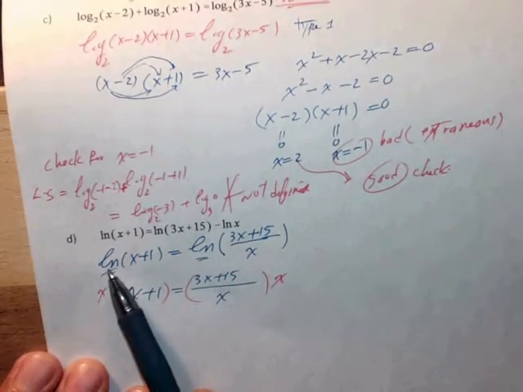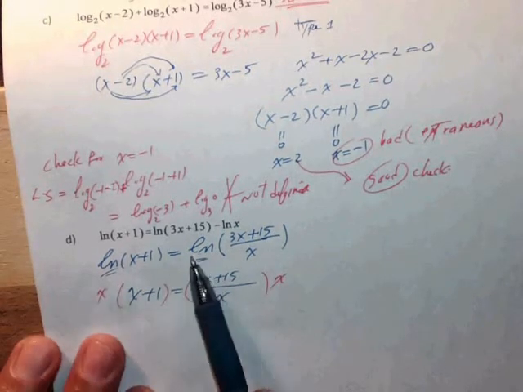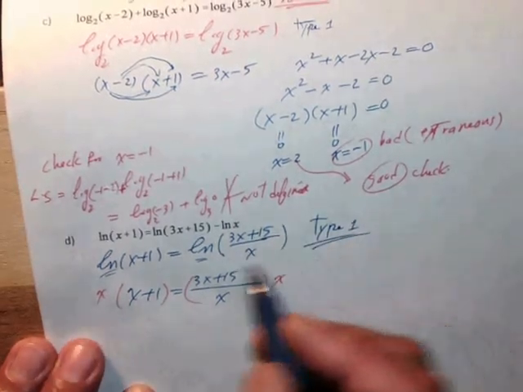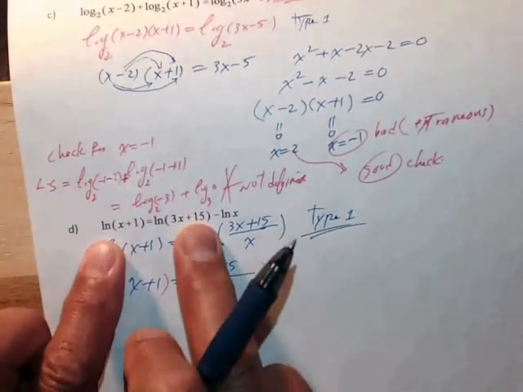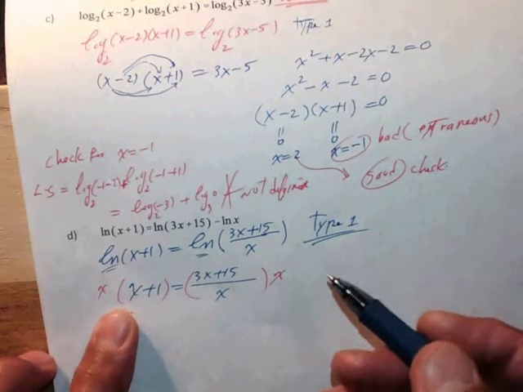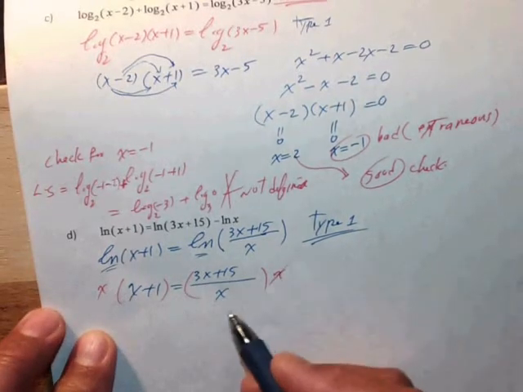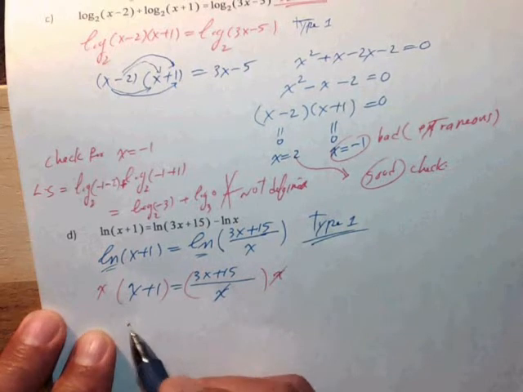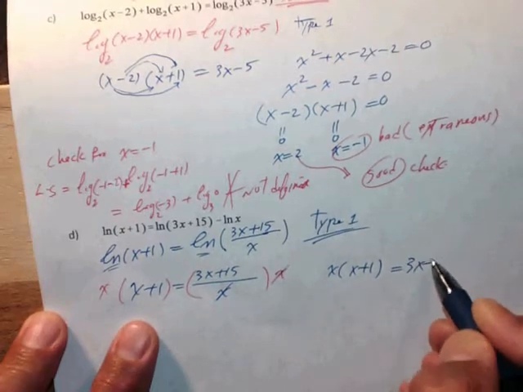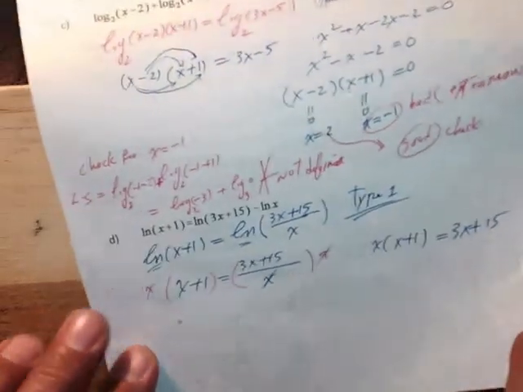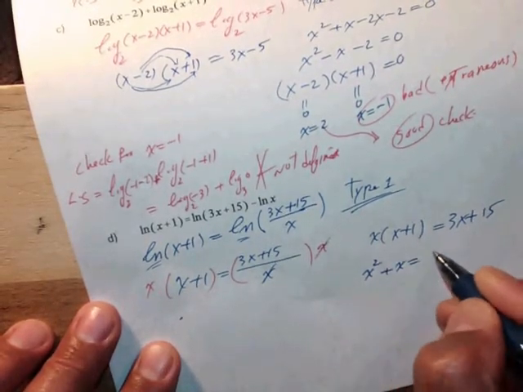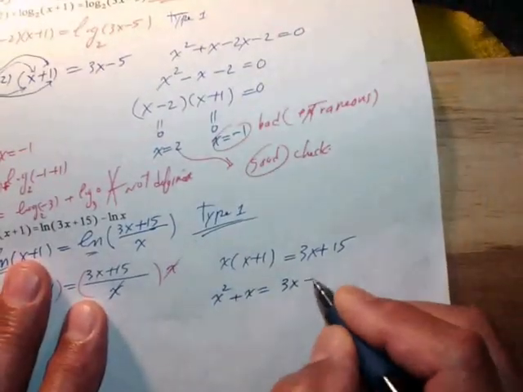Now the advantage is that I have one log on the left, one log on the right. This is type 1. Because it's type 1, I can just eliminate the log. So this is equal to that. To solve this, there is no log to cause trouble. I multiply both sides by x. This cancels this. So you get x times x plus 1 equal to 3x plus 15. And this is a quadratic equation. You get x squared plus x equal to 3x plus 15.